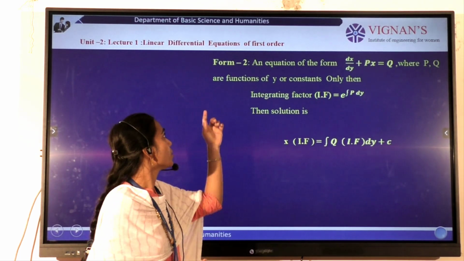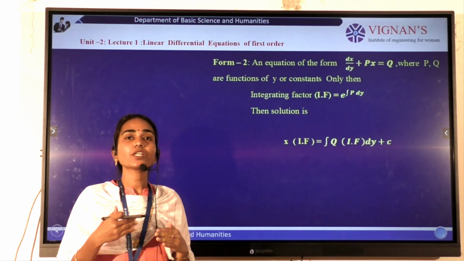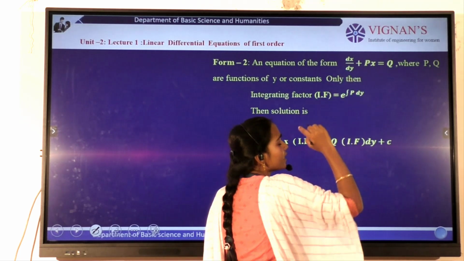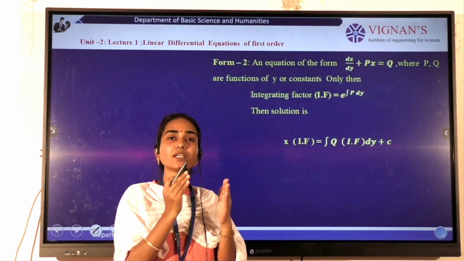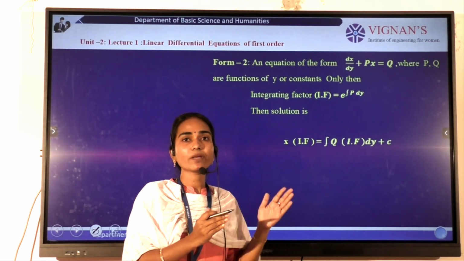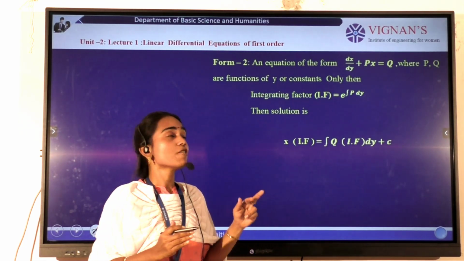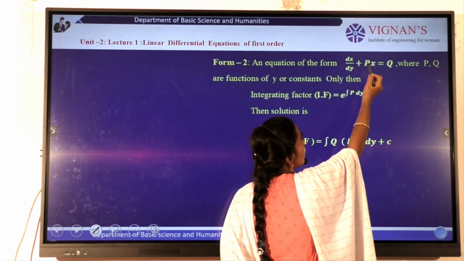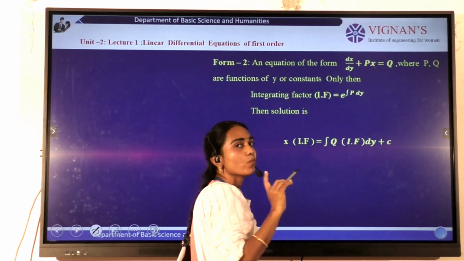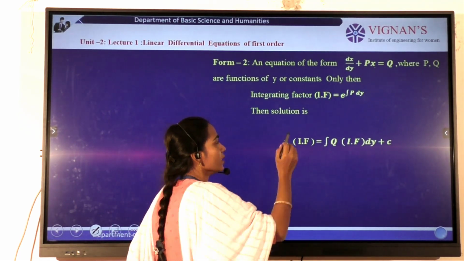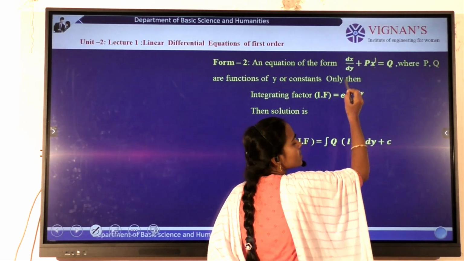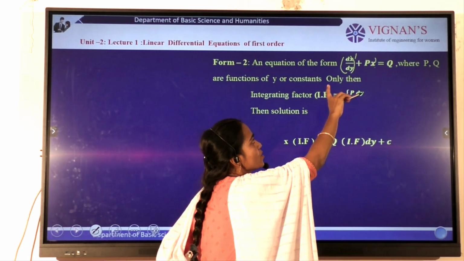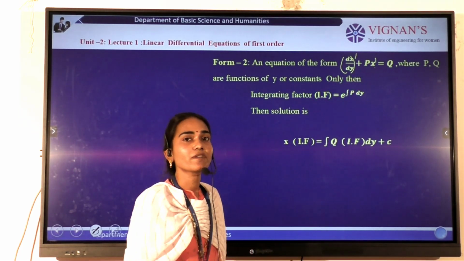Now let us go into the form 2, which is a linear differential equation of first order in x. When we say linear differential equation of first order in y, it means the dependent variable y and its derivative dy by dx both appear in the first degree. For linear differential equation of first order in x, the dependent variable x and its derivative dx by dy both should appear in the first degree. So here if you observe, the power of x is 1 and also dx by dy degree is 1. So this is nothing but a linear differential equation of first order in x.